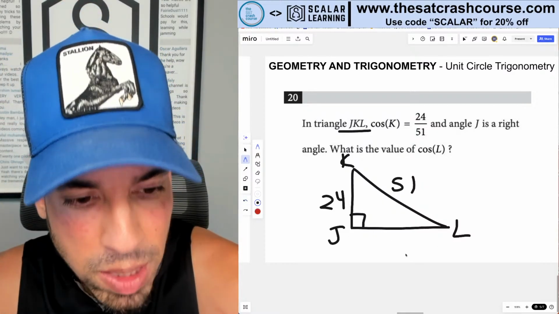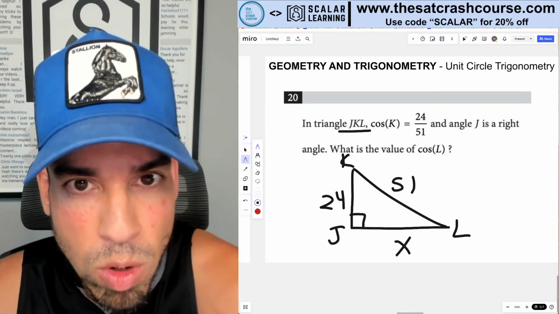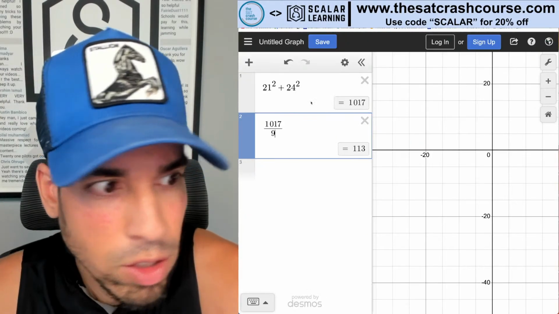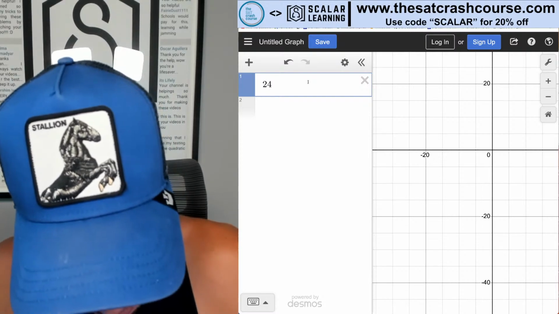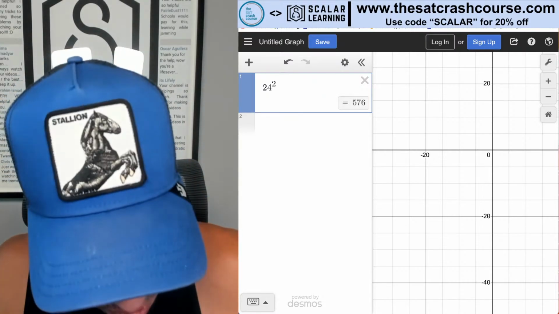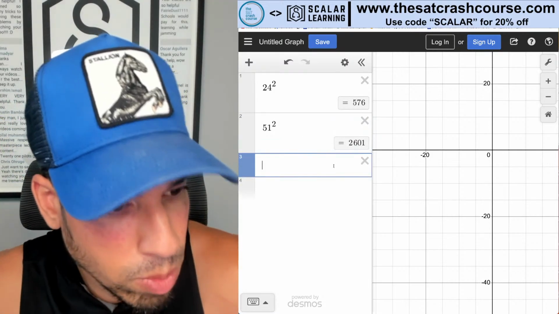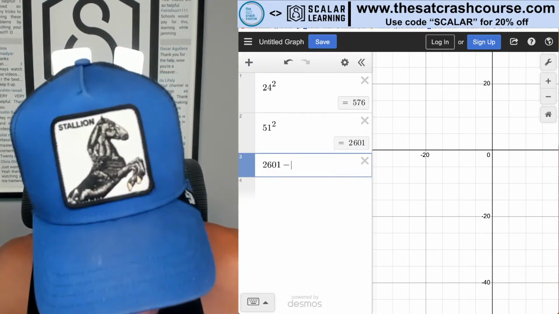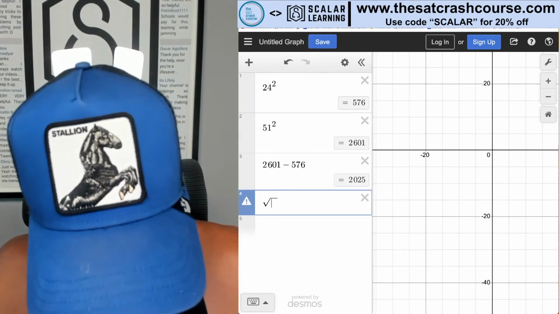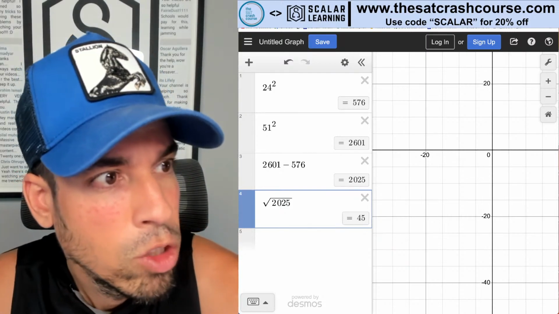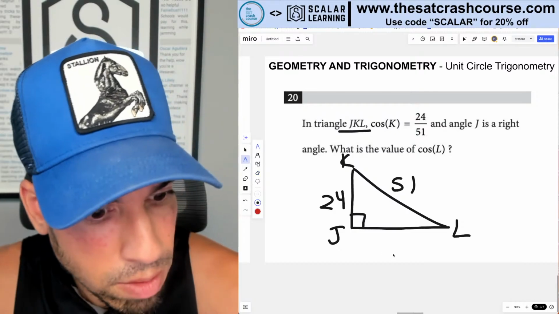Okay, so we can use the Pythagorean theorem to do so. 24 squared plus x squared equals 51 squared. So let's see that here. 24 squared, I believe, is 576 from recollection, but let's double check. Oops, hold on. 51 squared is 2,601. Okay, so then we're going to get 2601 minus 576, and that's 2025. That's like 45, right? Square root of 2025, yeah, it's 45. So then I've now figured out that this side here is 45.